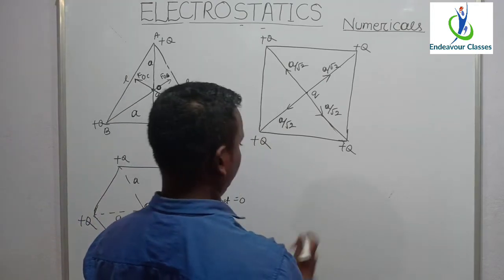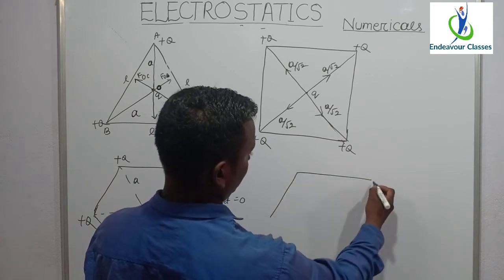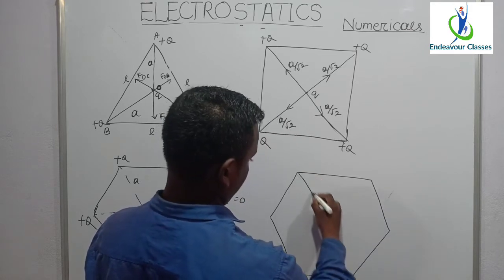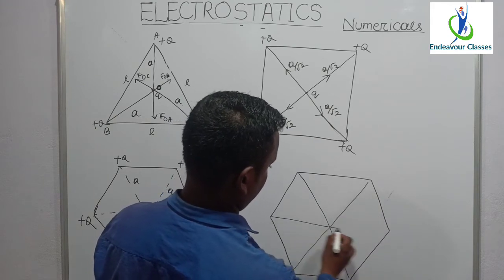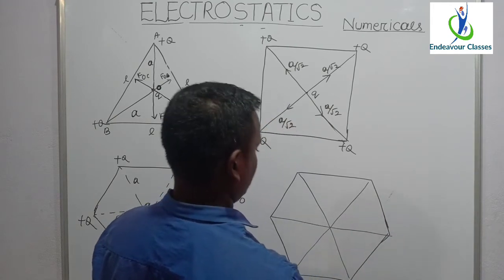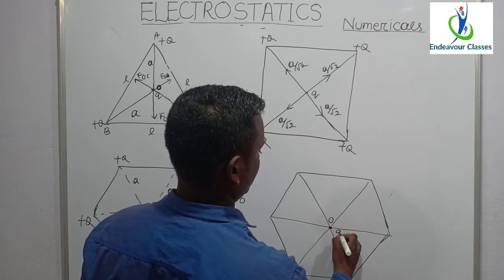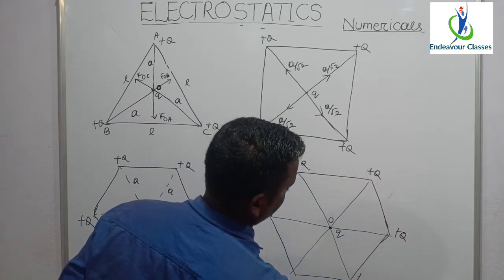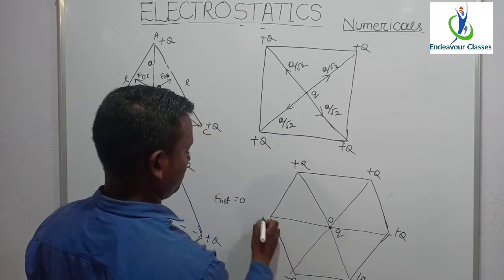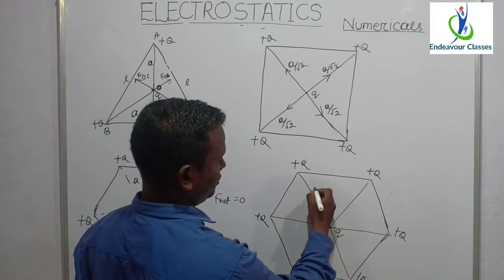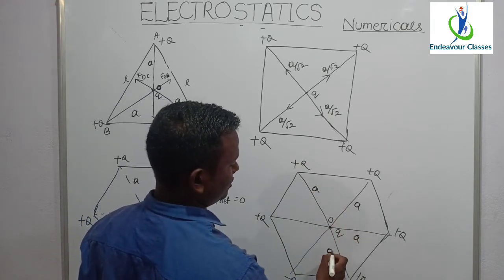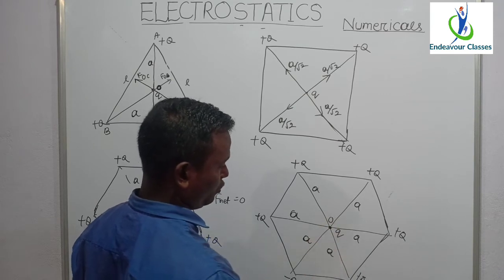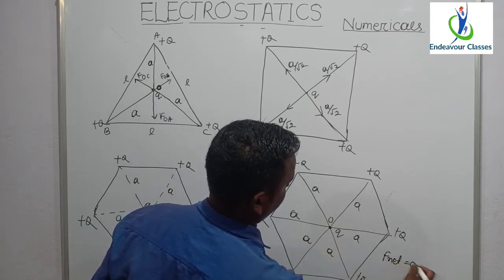Similarly, in case of a hexagon also, the net force on a charged particle small q, if each corner has a plus q charge, then from the symmetry all these distances will be equal, so the net force on this charged particle located at the center O will also be F net equal to 0.